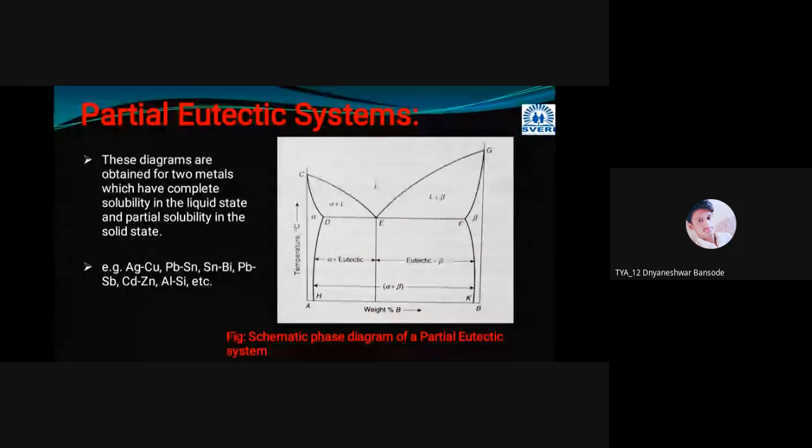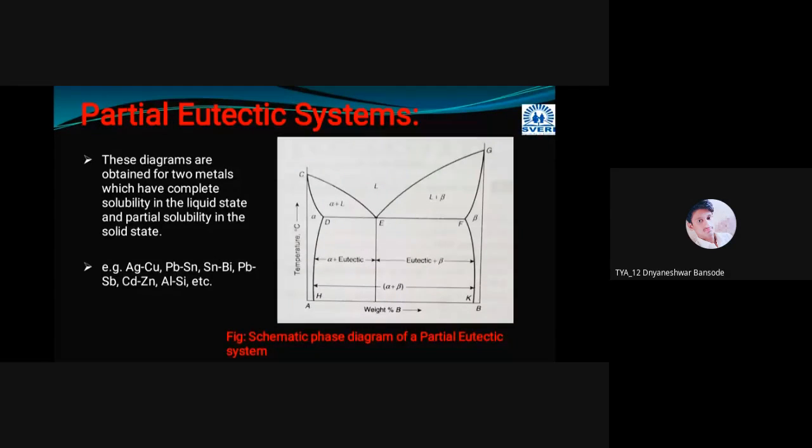These two lines indicate, as you can see from the points marked here, that point H indicates the solubility of element B in element A at room temperature, and point D indicates the solubility of element B in element A at the eutectic temperature, which is the maximum solubility of element B in element A. In a similar way, point K indicates the solubility of element A in element B at room temperature, and at the eutectic temperature, indicated by point F, is the maximum solubility of element A in element B. These two lines, HD and KF, are termed the solvus lines.